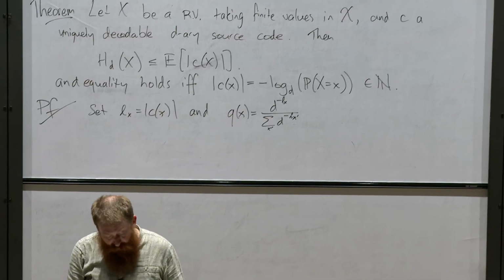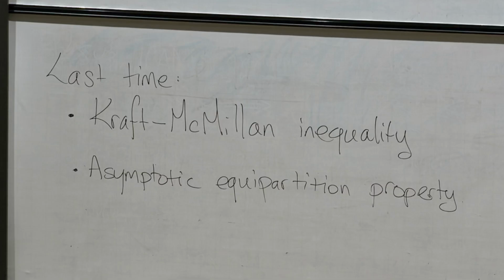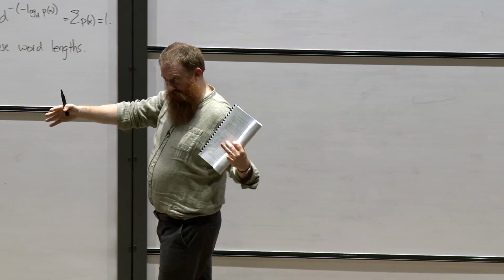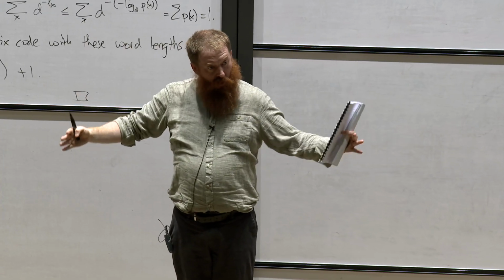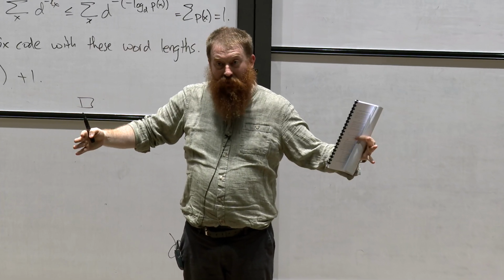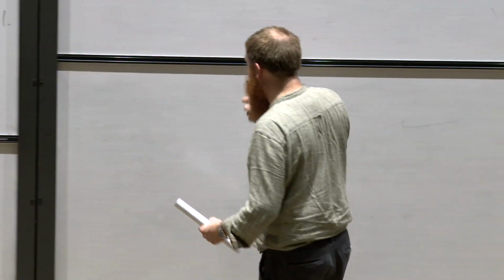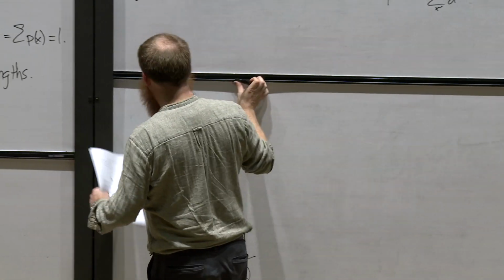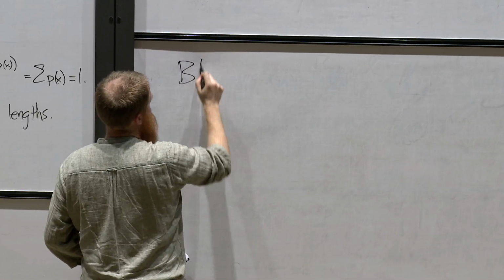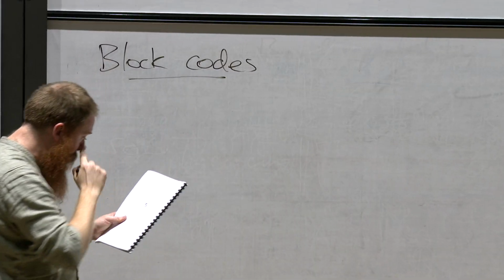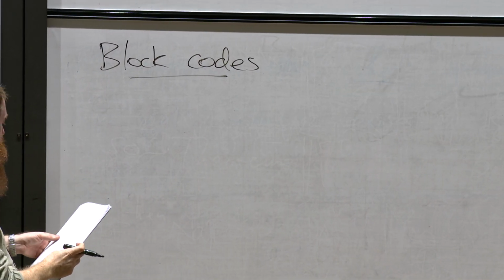And Shannon's big idea, based on the asymptotic equipartition property, is to say, let's not worry too much about that. Let's look at coding longer blocks. If we code long blocks, then we know that we have regular properties. And so we're going to look at block codes. So what is a block code?